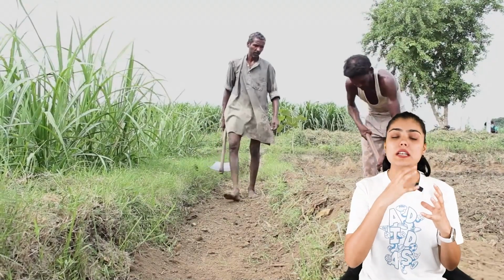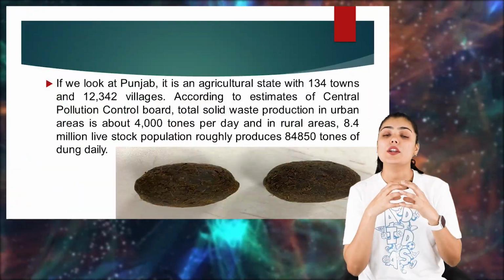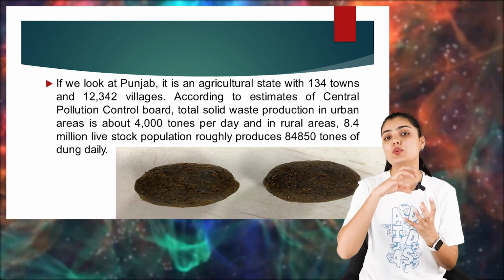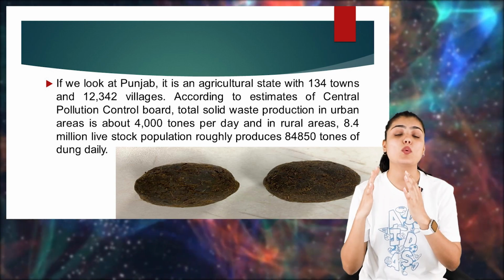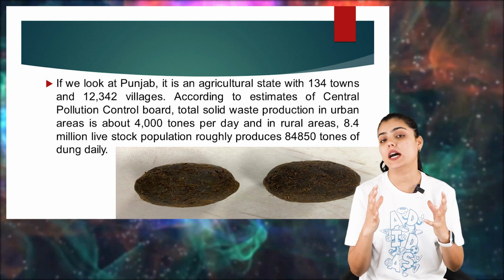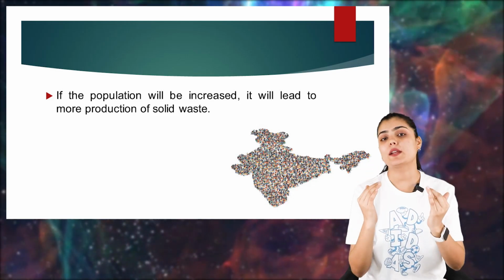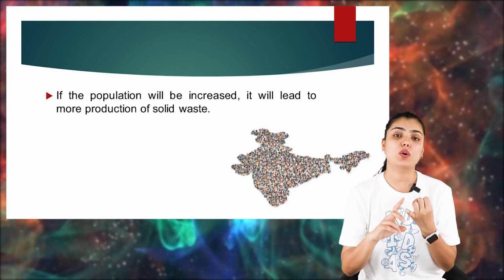For example, if we take one state of our country, Punjab. Punjab is a majorly agricultural state in India, where we have 134 cities and 12,342 villages. According to the Central Pollution Board, the estimated waste produced in the urban areas of Punjab is around 4,000 tons, from one state in India, and that too only in the urban area. In rural areas, 84,850 tons of cow dung is produced every day. Dung leads to breeding of flies and insects, leading to various health problems in the human population. We are only talking about one single state of India, and the amount of waste generated is so much. According to the number of people who stay in a particular state, the waste generated is also increased. Therefore, overpopulation is one of the major causes of solid waste production.